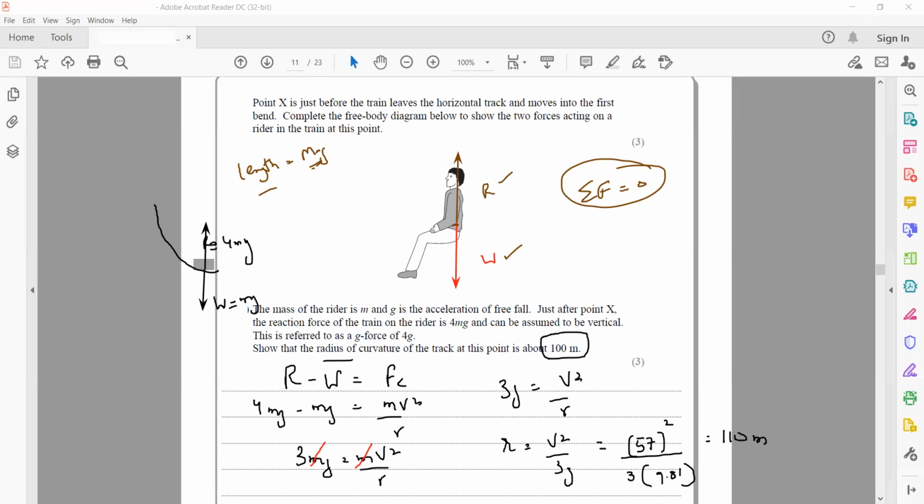Yes, it's clear. So before, there are two free body force diagrams. The first one was when it was just about to enter. So when it was just about to enter, the weight was acting down, the normal contact force was acting up. But when it entered the bend, the normal contact force is more than the weight. That's why it creates a resultant force, which is equal to centripetal force.